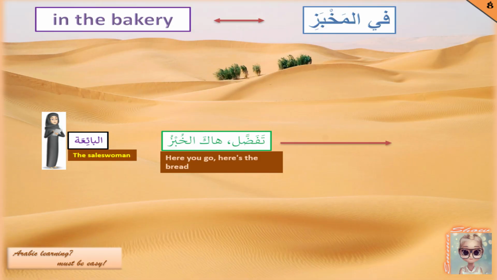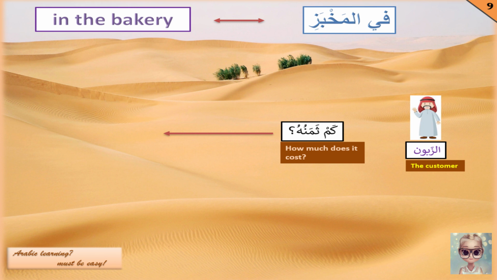So the saleswoman gives him the bread and says تفضل means here you go, and هاك الخبز means there is the bread. Nice. Tafaddal haka al khubz. Yes, exactly. Then the customer takes the bread and asks كم ثمنه. So كم means how much or how many, and ثمنه means costs.